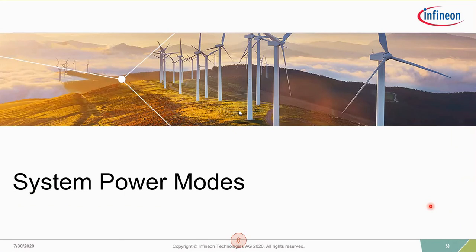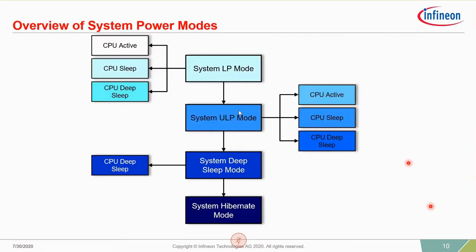Now moving on to system power modes. Here is an overview of all the system power modes supported in PSoC 6, and I've arranged the different modes based on the current consumed. The most current will be consumed in CPU active and system low power mode, which is the default mode of the device. The least current is consumed by the system hibernate mode. And as you can see, all three CPU power modes are supported by system low power mode and system ultra low power mode.